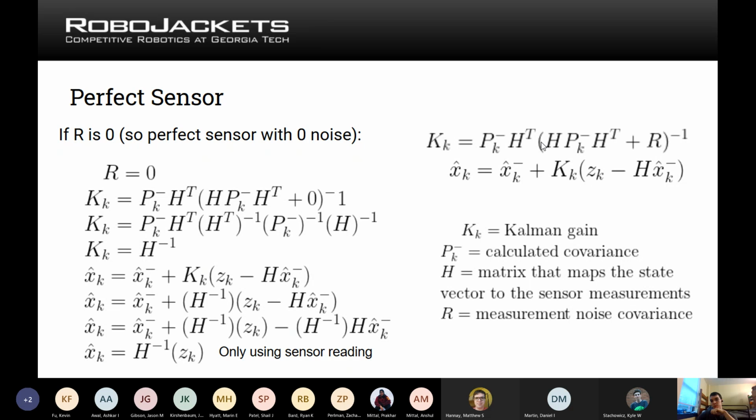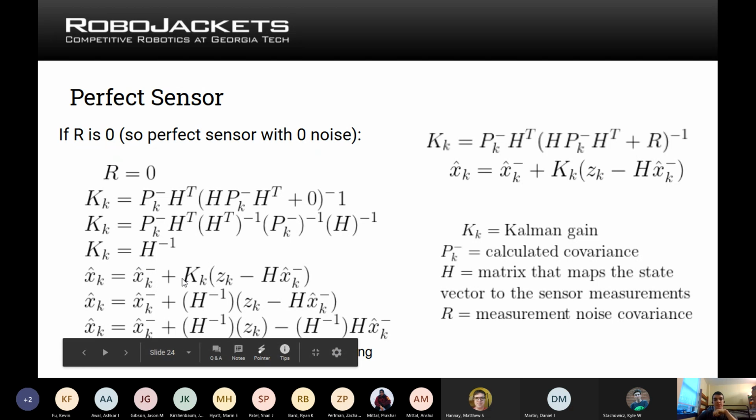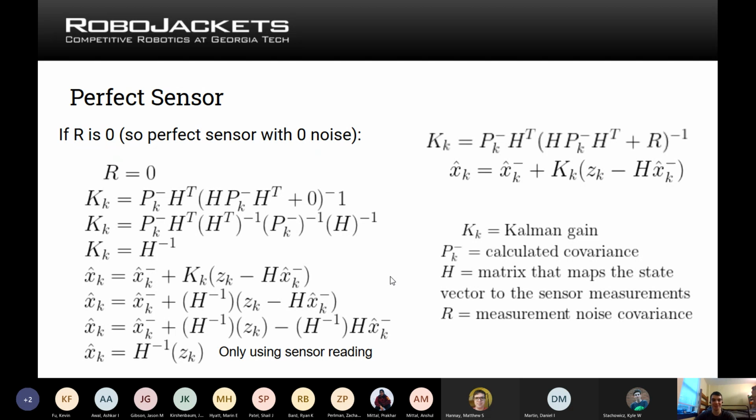Now if you plug it into the second step, where we're calculating our actual position based off of our predicted position and our sensor model, H inverse gets plugged in, you distribute it, and this term goes away. What you'll find is that X will equal H inverse times Z_k, and Z_k is just your sensor reading. So what this means is that your final estimated position will just be whatever your sensor tells you the position is. The predicted state and all the calculations we did earlier don't factor in at all. This makes sense because if you have a perfect sensor giving you your exact position, you don't want to be estimating your position based off of your motion model. You just want to use the sensor.